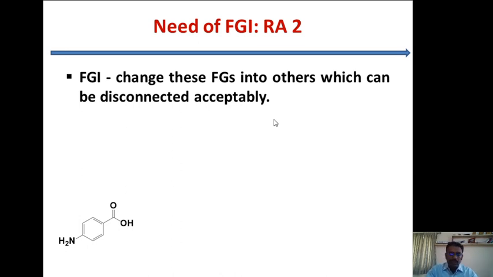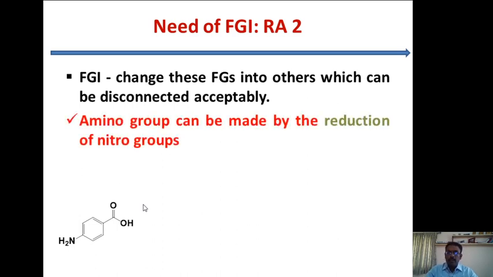So we have to convert this amine and the acid into some other functional group, so that we can do the disconnection. First take the amine group, that can be made from the nitro group. We know that reaction: if you have a nitro group there, we can do reduction so that we will get the amine. So we are doing functional group interconversion. When you put the double arrow mark for the disconnection, we have to write FGI on the top, saying that we are converting one functional group into another functional group.